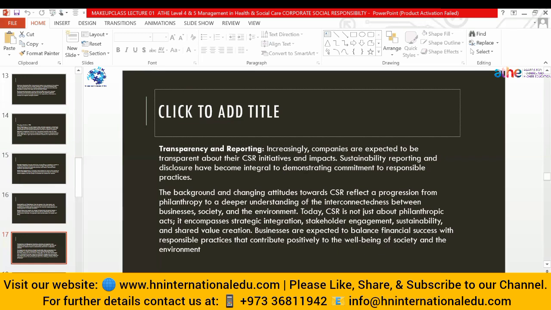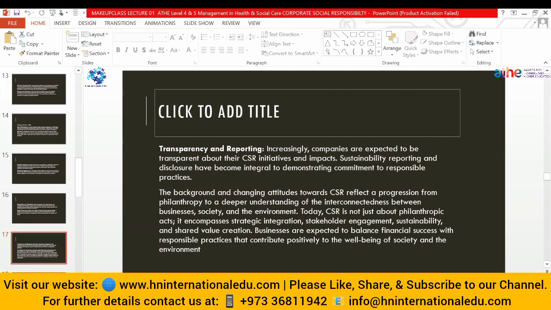The background and the changing attitudes toward CSR reflect a progression from philanthropy to a deeper understanding of the interconnectedness between businesses, society, and the environment, because these three things are interconnected with each other. When we want to open a shop, we always see the environment, we always see the society, and then we opt for purchasing or renting a shop or a place.